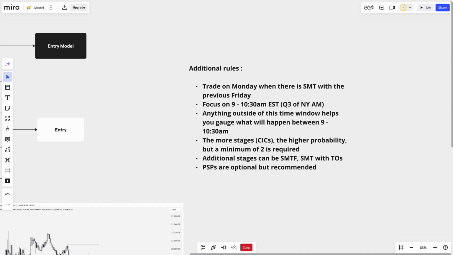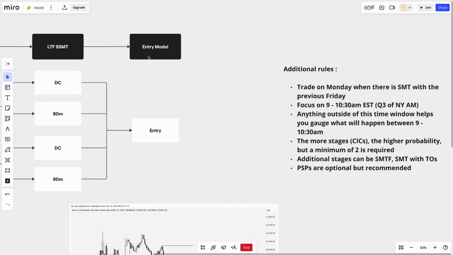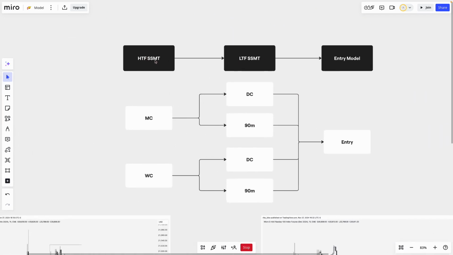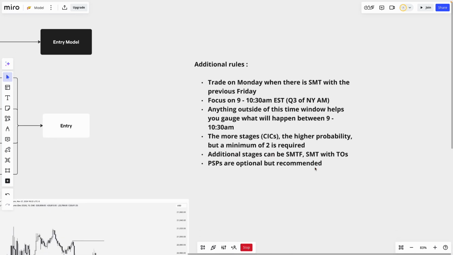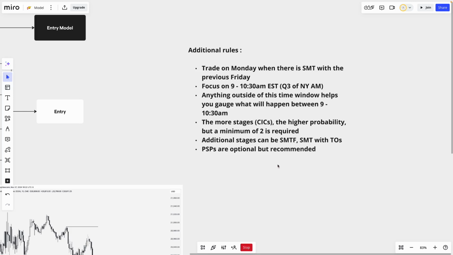The more stages of cracks and correlations that we have, the higher probability the setup's going to be. But we need a minimum of these two stages, a higher time frame sequential SMT followed by a lower time frame sequential SMT. And then of course we can have additional stages which are going to make it higher probability, such as SMT fill, SMT with true opens, even SMT market structure shift, a whole bunch of different kinds of cracks and correlations that we have.